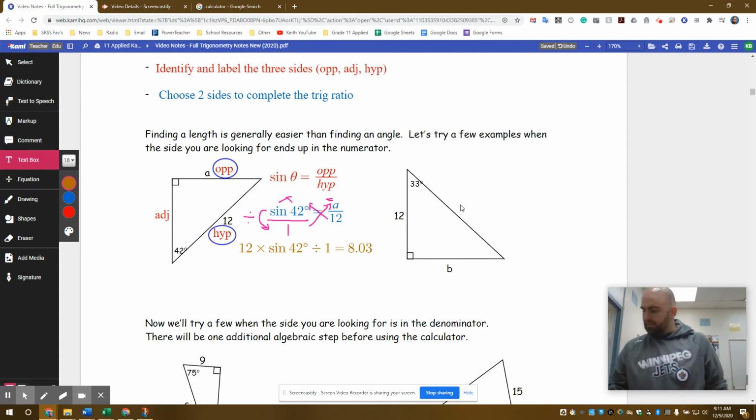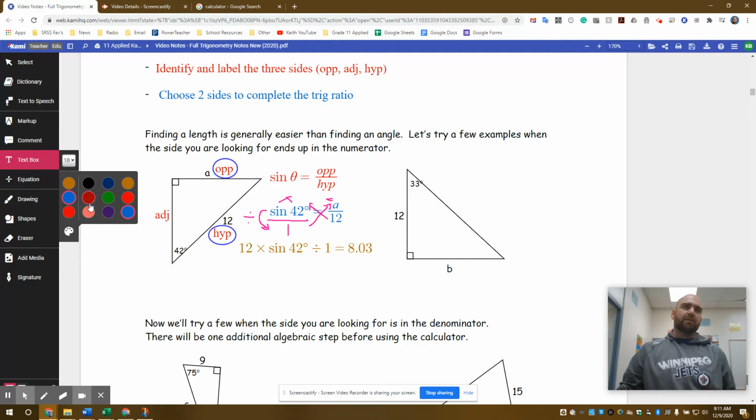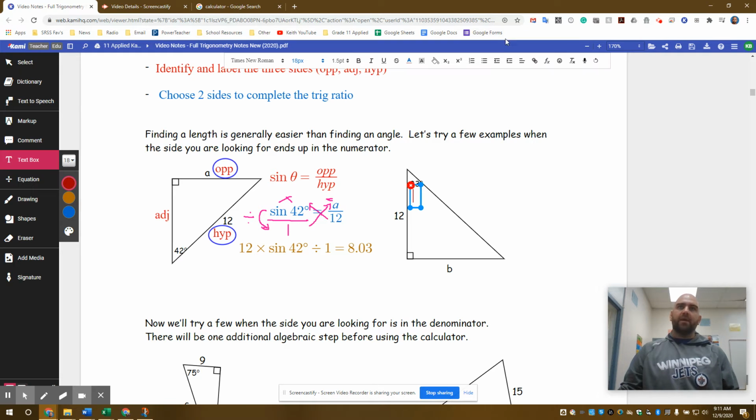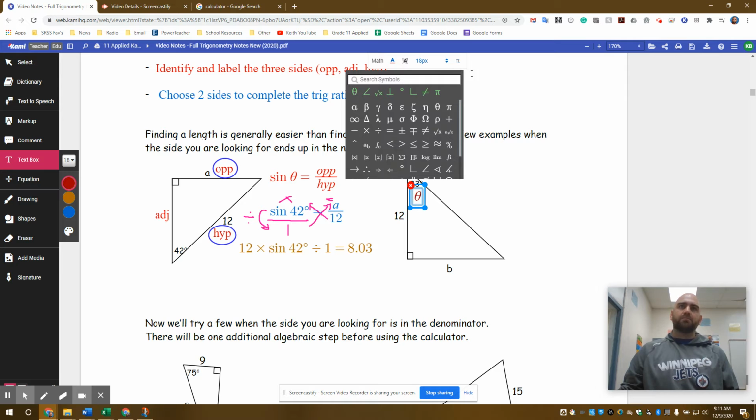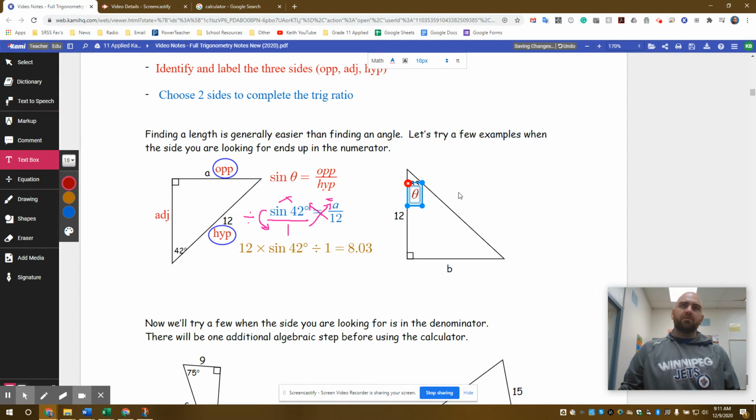Let's take a look at a slightly different one. This one's just going to mix it up a little bit again. Okay, so let's start with labeling our sides. First of all, we know that this is theta right here, and I didn't label it on the other one, but I will label it here. Okay, this is our angle. We're given an angle of 33 degrees.